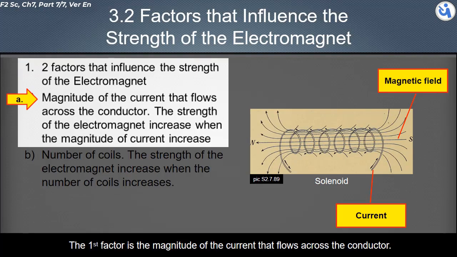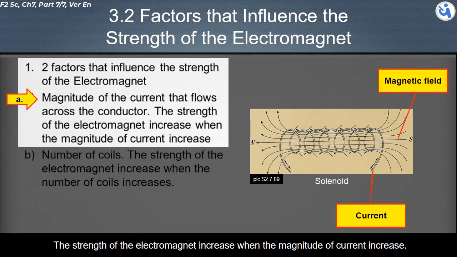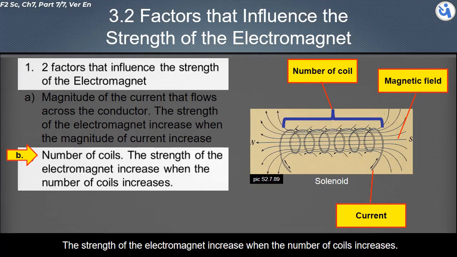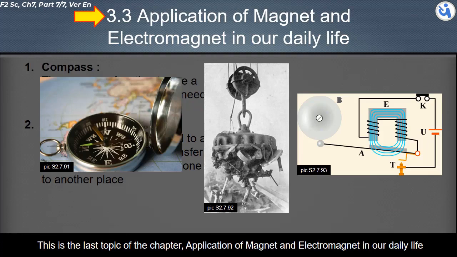The first factor is the magnitude of the current that flows across the conductor. The strength of the electromagnet increases when the magnitude of current increases. The second factor is the number of coils. The strength of the electromagnet increases when the number of coils increases. This is the last topic of the chapter, application of magnet and electromagnet in our daily life.